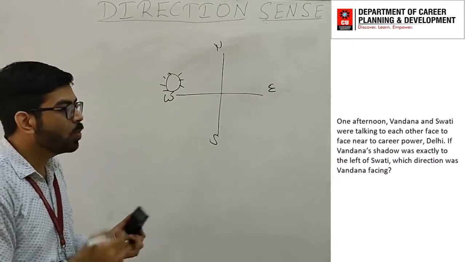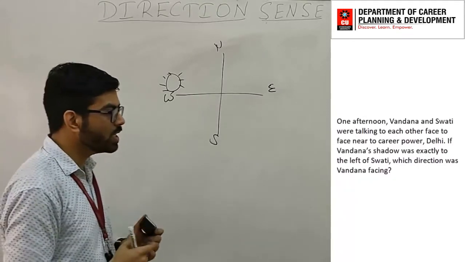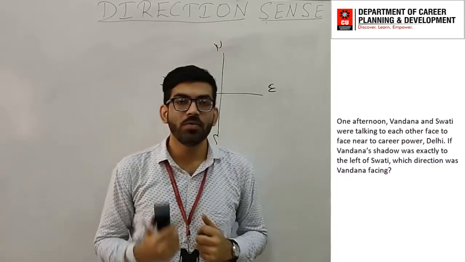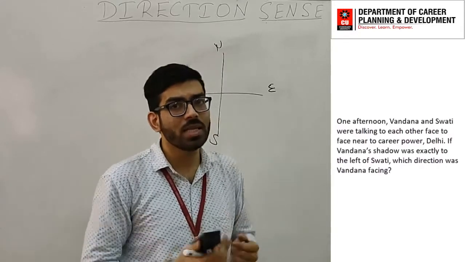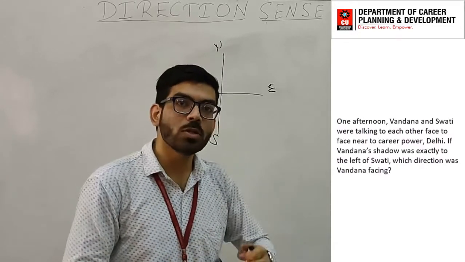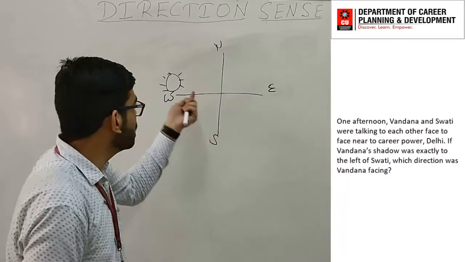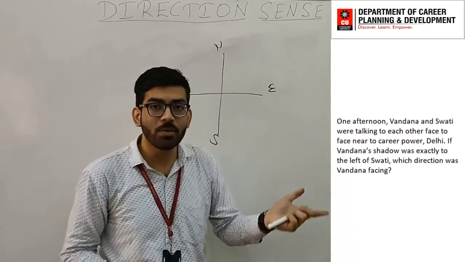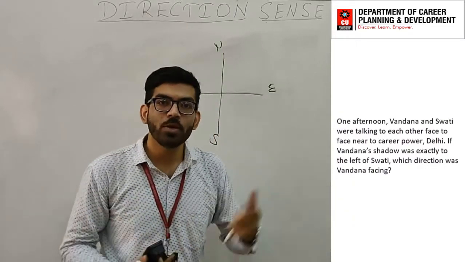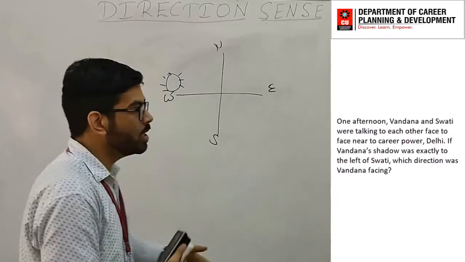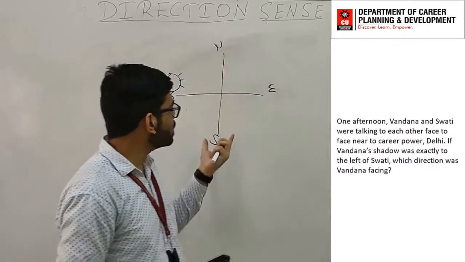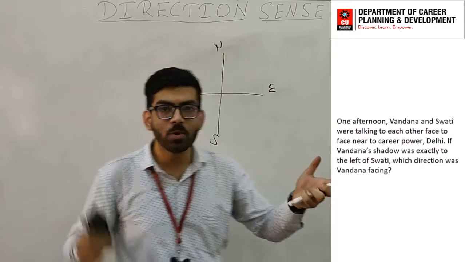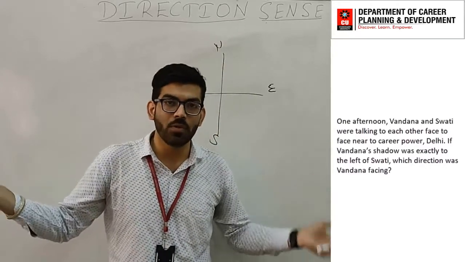Okay, the next sentence is both are facing each other and one more thing is given, that is if Vandana's shadow was exactly to the left of Swati. If Vandana's shadow was exactly to the left of Swati, that means Swati's own shadow is also to the left of Swati because sun position is fixed, that should not be changed. So let's analyze the thing. Where should Swati face? If Swati is facing towards south and is standing in north direction, then only, because sun is here, her shadow will be to the left of her.